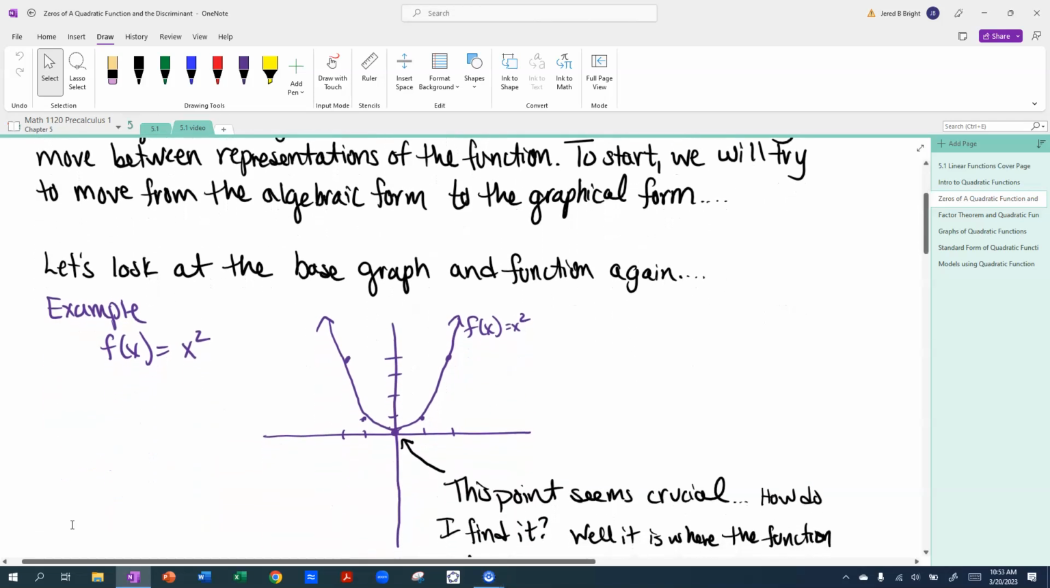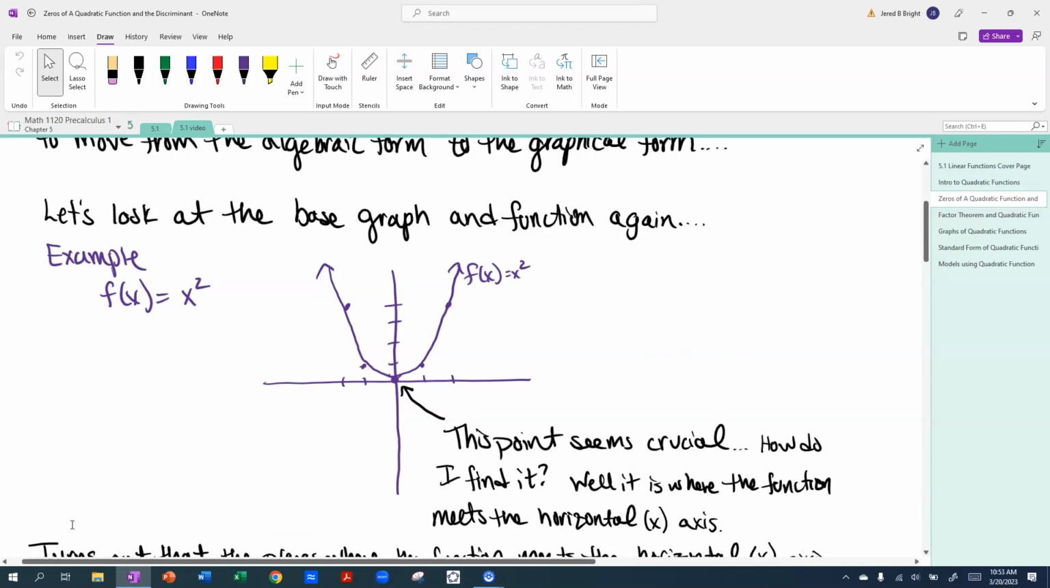So we're going to look at the base graph, and here it is again, just x squared. We have its basic parabola shape. Then we look at this function graphically and see if we can connect anything. I know I just have x squared, and the place that seems to be the bottom of the U shape seems kind of crucial. How do you find it?